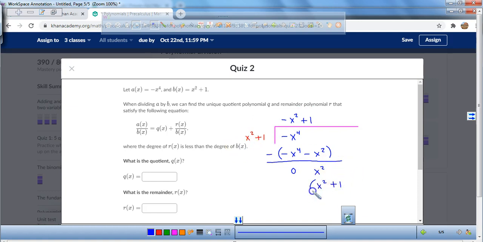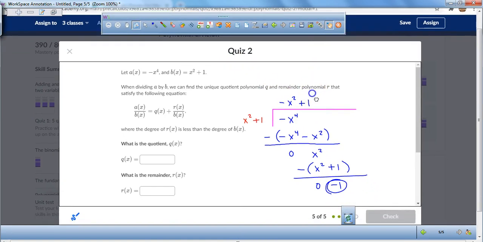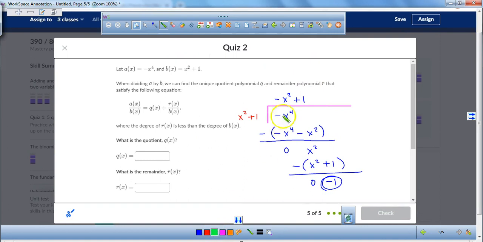But this is where students will forget. They'll forget to put parentheses and subtract it. Now these zero out, but negative times a 1 is a negative 1. So that's my remainder. My remainder is a negative 1, and this is my quotient. So my quotient is this. And my remainder is this.